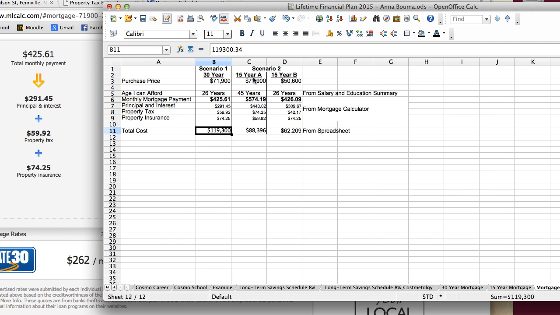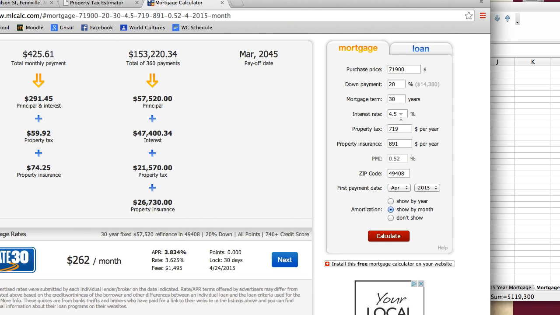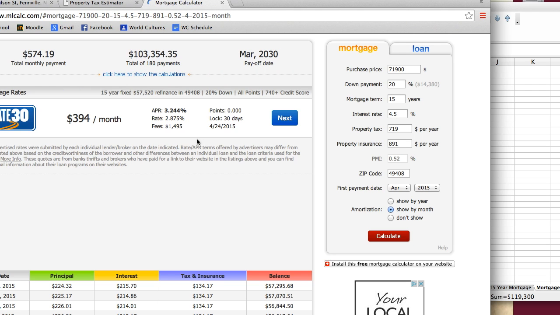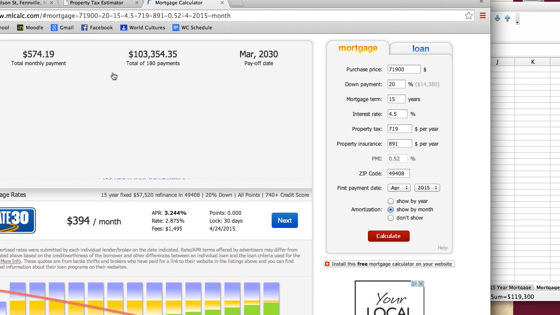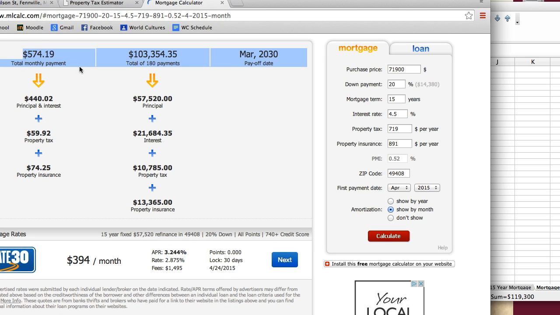Now for the 15-year A, we're going to have the same purchase price, but only the age that I can afford it is going to change. So we're going to go ahead and put this at 15 years. Calculate. Now you can see here that the total monthly payment really skyrockets here because we're paying it off over a shorter amount of time.